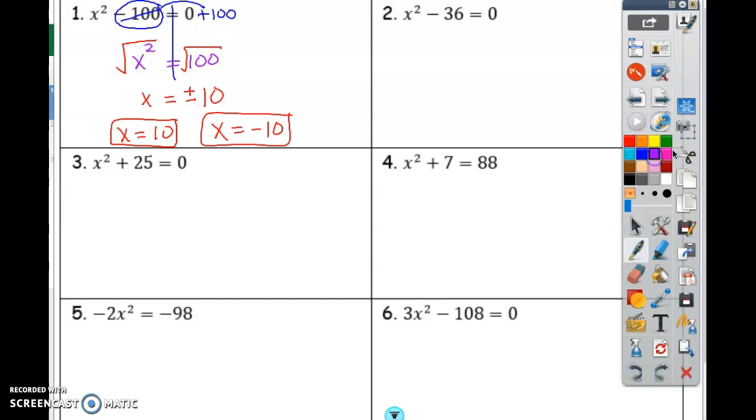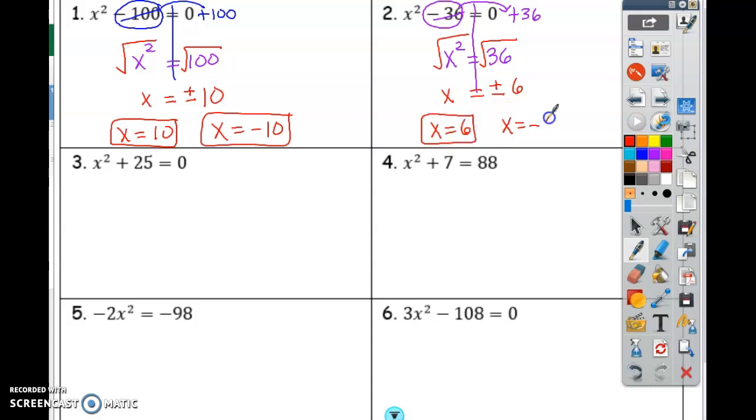Okay, so you should have done this one already by yourself. If you haven't, you need to do it first before you press play. You're going to move the negative 36 over, change the sign to a plus 36. That's x squared equals 36. Take the square root of both sides. What is the square root of 36? 6. So we have x equals plus or minus 6. That means x can equal 6 and x can equal negative 6.